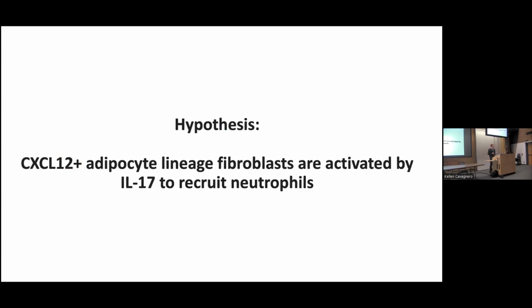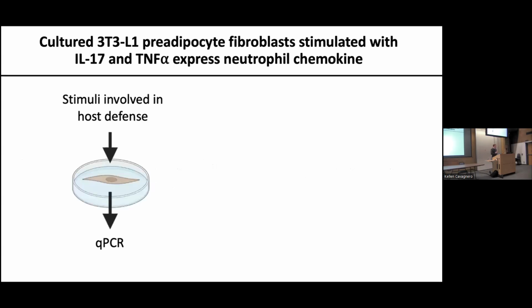So based on these observational data, we developed a testable hypothesis. CXCL12 positive adipocyte lineage fibroblasts are activated by IL-17 to recruit neutrophils. We then tested this hypothesis in vitro in a dish, and we did this by culturing 3T3L1 pre-adipocyte fibroblasts. This is an adipocyte lineage cell line. And we stimulated these cells with IL-17, among other stimuli involved in host defense, and then looked at expression of neutrophil chemokine as an output.